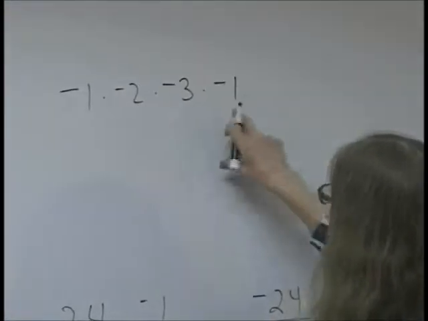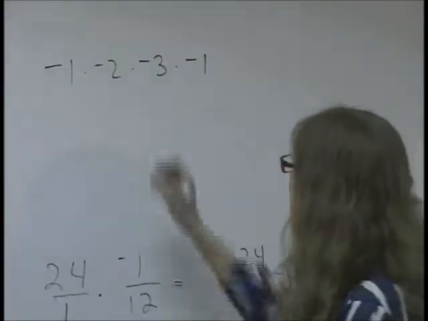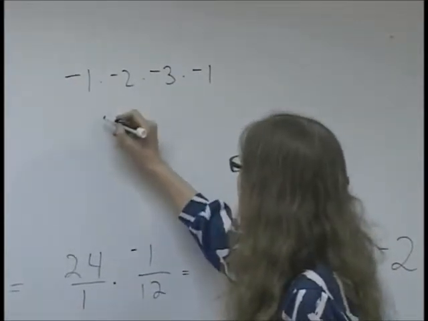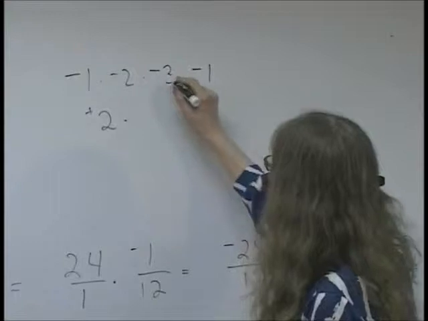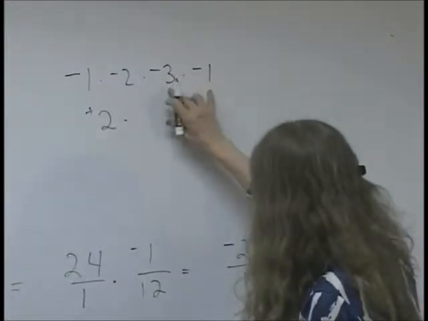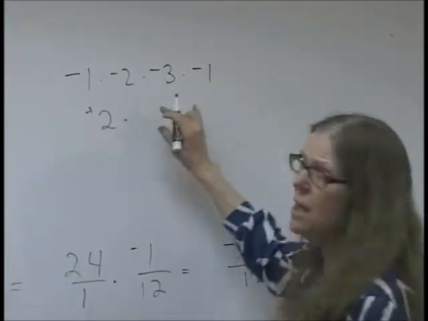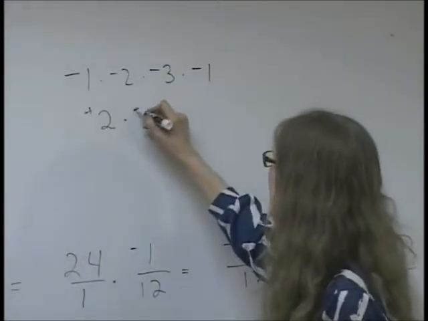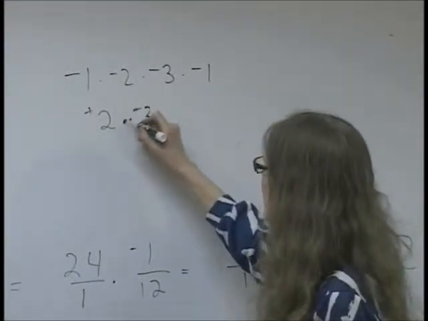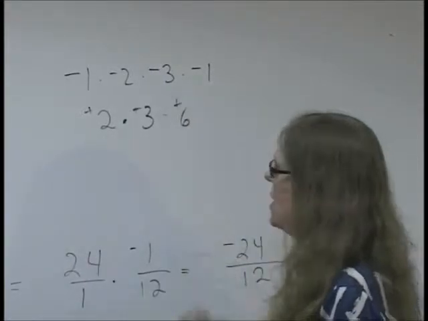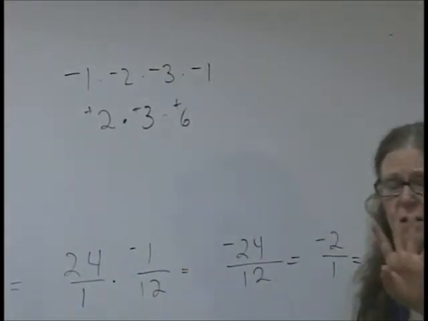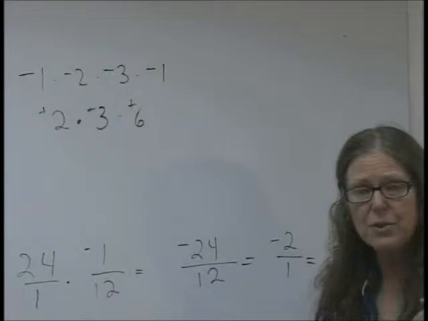1, 2, 3, 4 different numbers. They're all negative. Well, a negative times a negative is a positive, so this is positive 2 times, and if I multiply these two numbers together, negative 3 times negative 1 is positive 3. So I've really got positive 2 times positive 3, which is just positive 6. So you see, if I had 4 negatives, they would multiply out to being a positive.